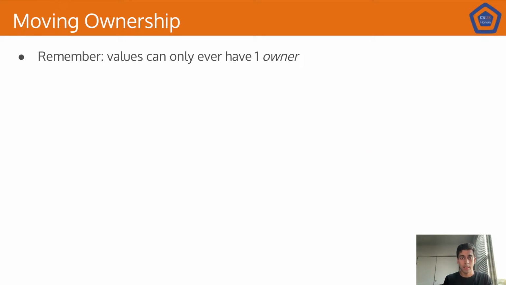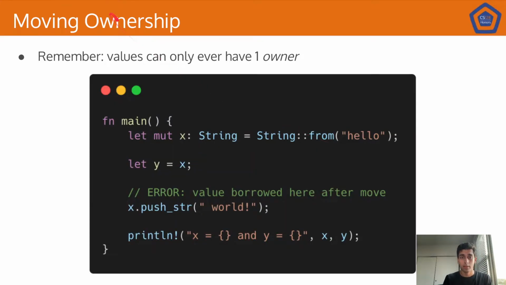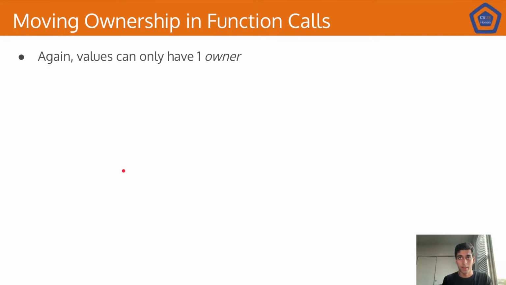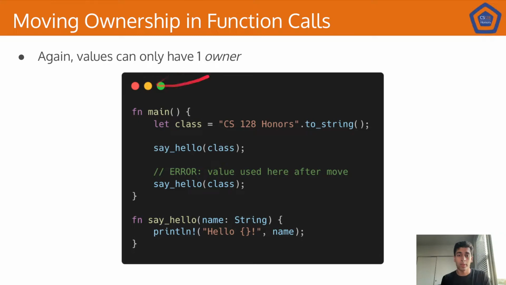Okay. So I want to go over moving ownership just once again. Remember, values can only have one owner, so this is invalid. We can no longer use x after having moving the data into y. And then just another example, something you might see in some homework assignments. Values can only have one owner, and if we move ownership to a different scope, say by calling a function, that also consumes values. So in this example, we have this variable class, "CS128 honors", and then we call this function say_hello. What happens here is we're moving ownership of this data from the variable defined in main into this function.